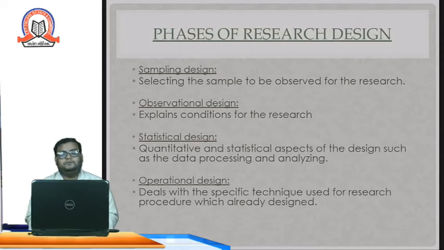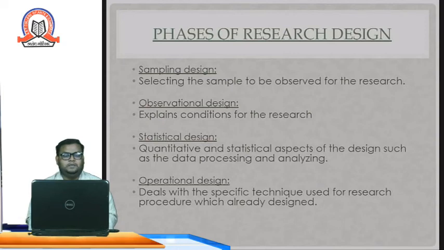Then there is observational design. Now observational design explains the conditions of the research, right? Because it deals with the observations, so there has to be some kind of conditions which we have to explain in our research design. Then there is a statistical design also, right? If we are dealing with quantitative research or statistical research, so statistical design should be applied to that particular research design.